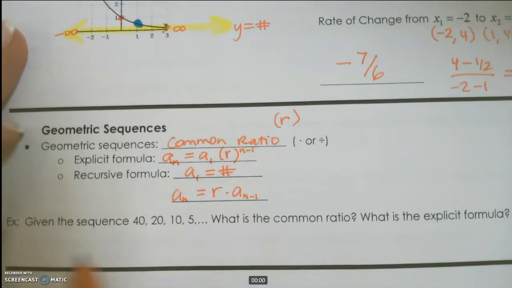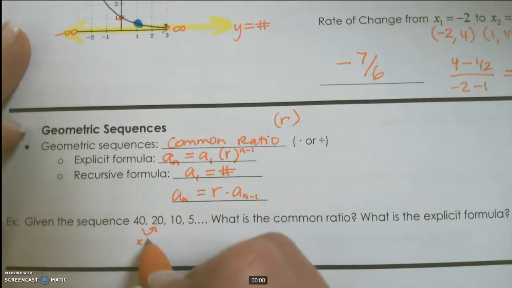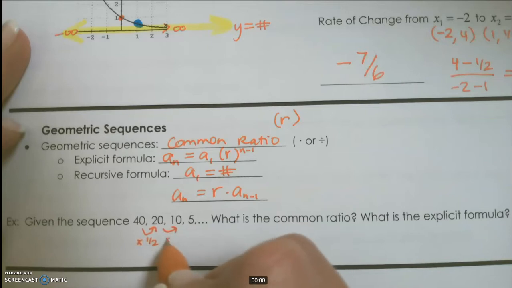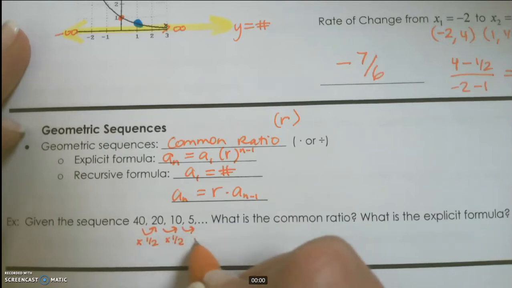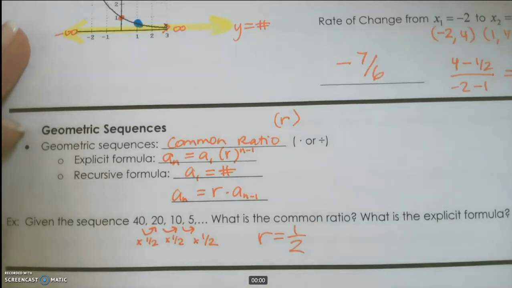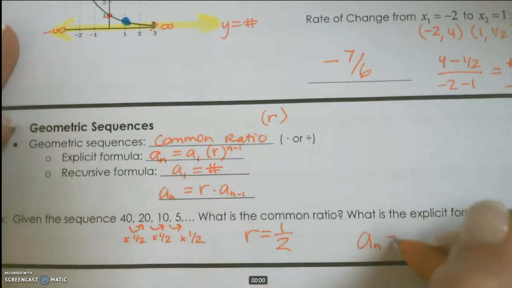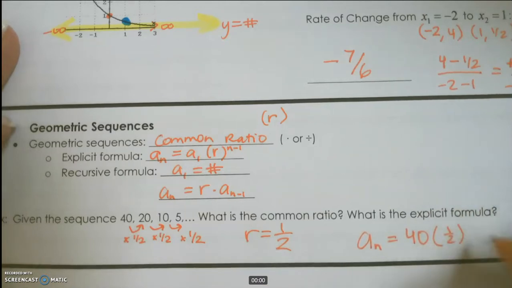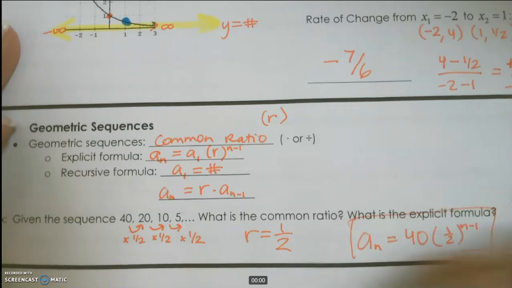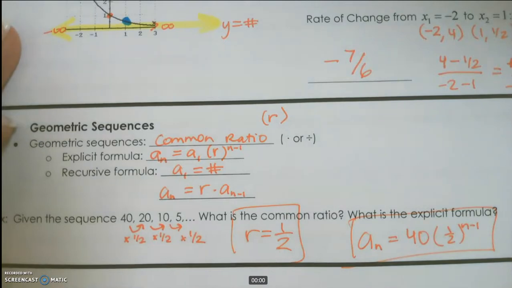All right, so here's an example. Given this sequence, well, let's see, what are we doing each time? Looks like it's times 1/2, times 1/2, times 1/2. So what's the common ratio? Well, you're multiplying by 1/2 every time, so that is my common ratio. And then let's write the explicit formula. a sub n equals my first term, which is 40, times 1/2 to the n minus 1. So common ratio and explicit formula.